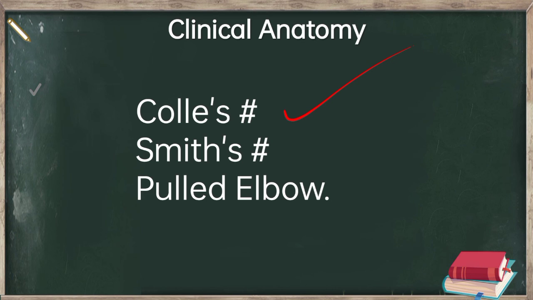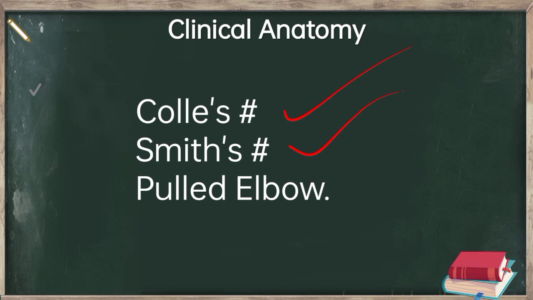When the distal fragment gets displaced anteriorly, it is called Smith's fracture. Now, Smith's fracture: when the distal fragment gets displaced anteriorly. In Colles fracture what happens? It displaces upwards and backwards, right? That is Colles fracture. But in Smith's fracture, that particular fragment displaces anteriorly.